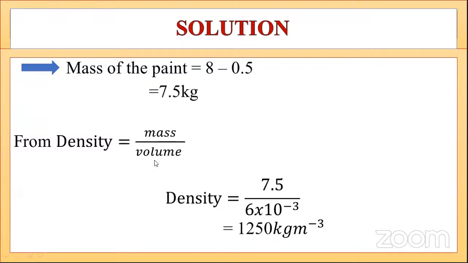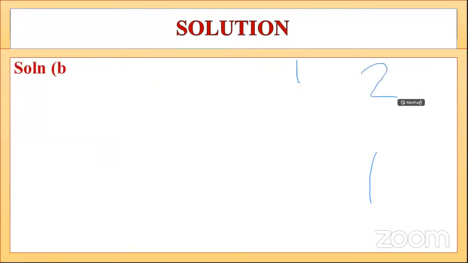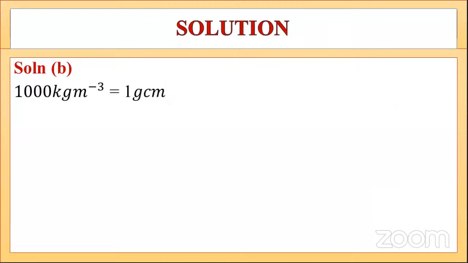Now, what we're going to do, we are again going to convert it to gram per centimeters cube. Is that okay? Yes. 1 gram per centimeters cube equals to how many kilograms per meters cube? 1,000 kilograms per meter cube. Very good. So, solution to part B, 1,000 kilograms per meters cube equals to 1 gram per centimeters cube. That means that 1,250 kilograms per meter cube equals to that. When you do this, what do you get? 1.25. Very, very good.